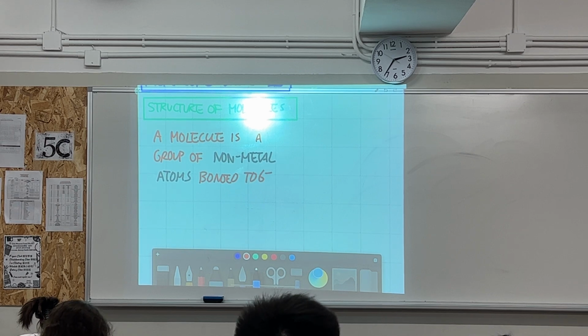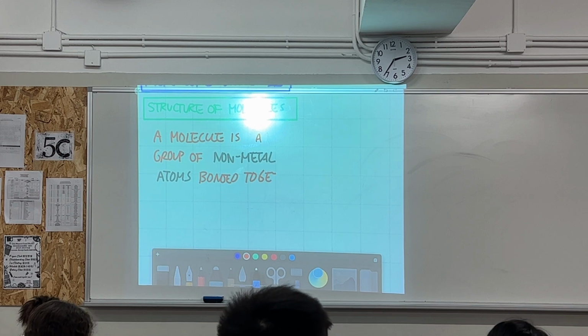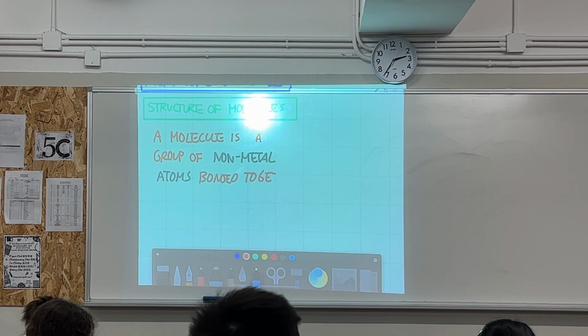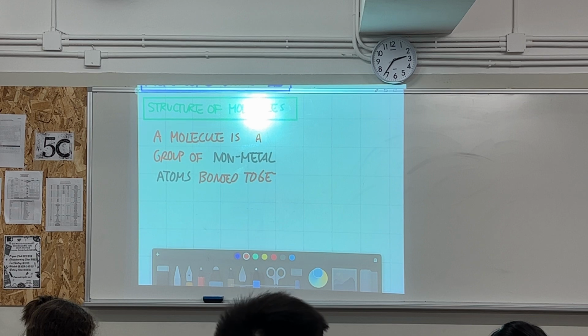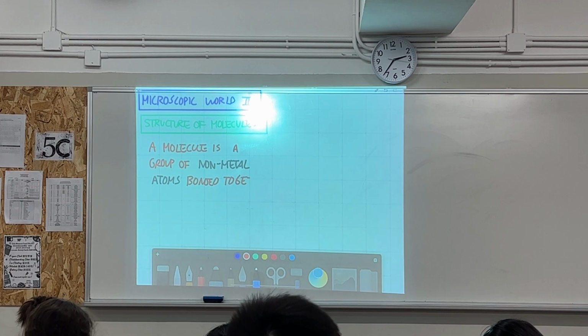Okay, so bonded together. So NaCl, they are not molecules. Fe2O3, they are not molecules. Anything with metal inside cannot be considered as molecules. What about a metal atom? Metal atoms are also not molecules. As long as there's a metal, it cannot be a molecule. A metal atom would just be a metal atom. So you can think of a molecule as a group of atoms that has to be all non-metals.